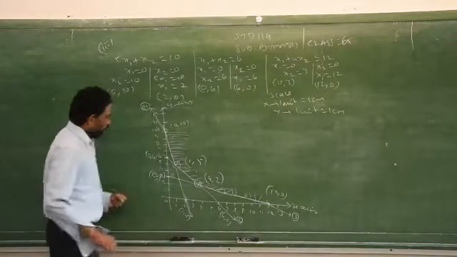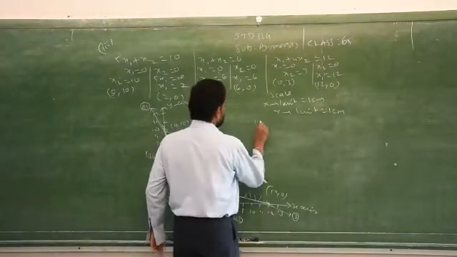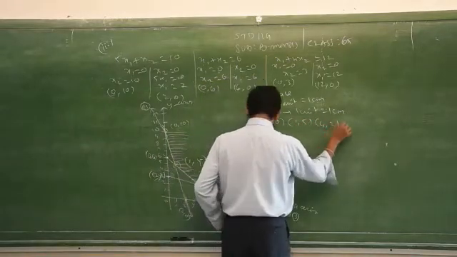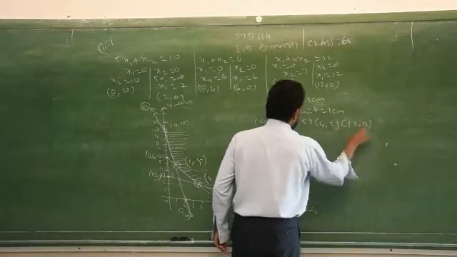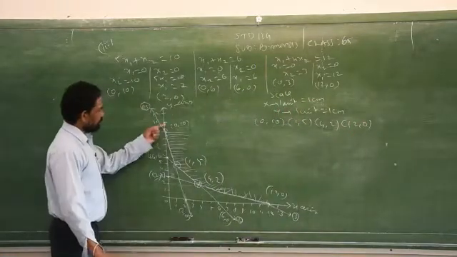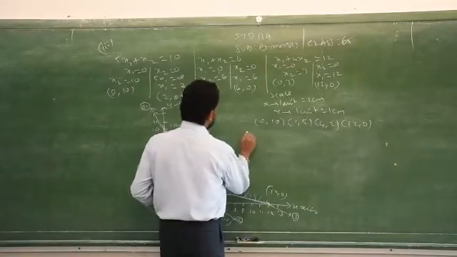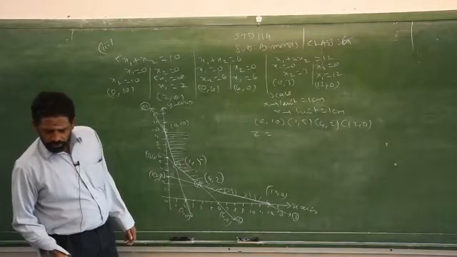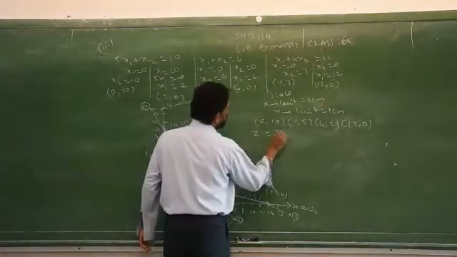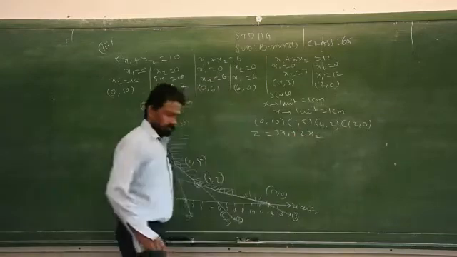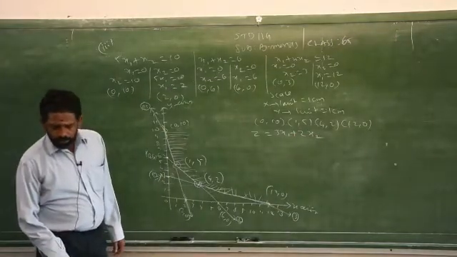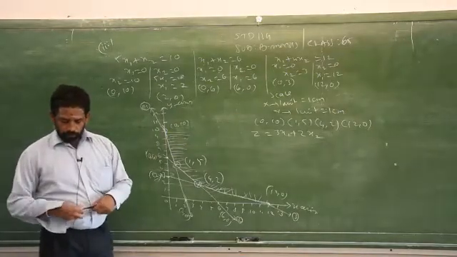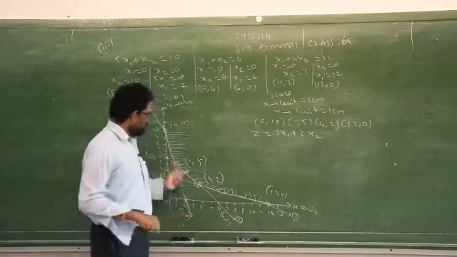That is, what are the boundaries? Boundaries are 0, 10; 1, 5; 4, 2; and 12, 0. Clear? So 1, 2, 3, 4. Now you have to take the question. Z is equal to, what is your question? Minimize 3x1 plus 2x2. Based on that, you have to find out the optimum solution. This is called the feasible region.